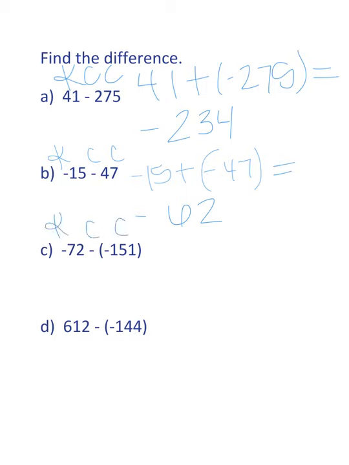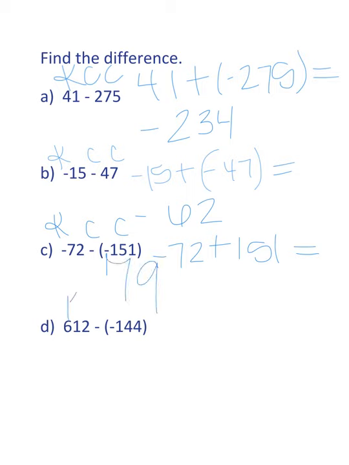For C, we keep change, so we keep negative 72. We change minus to plus, and we change the negative 151 to positive 151. Our signs are different. My 151 is larger and it's positive, so we know our answer will be positive. And it's also the same thing as saying 151 minus 72. And if you do that, or plug the whole equation into your calculator, you will get 79.